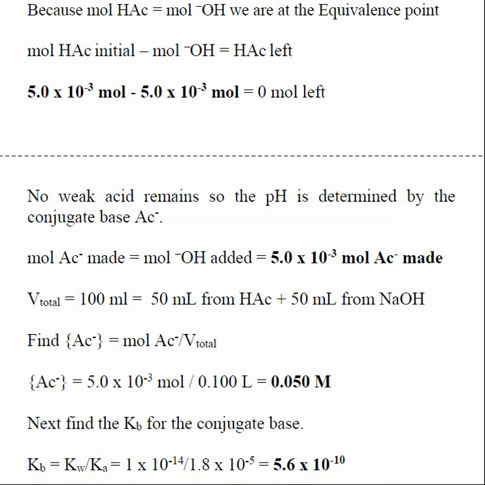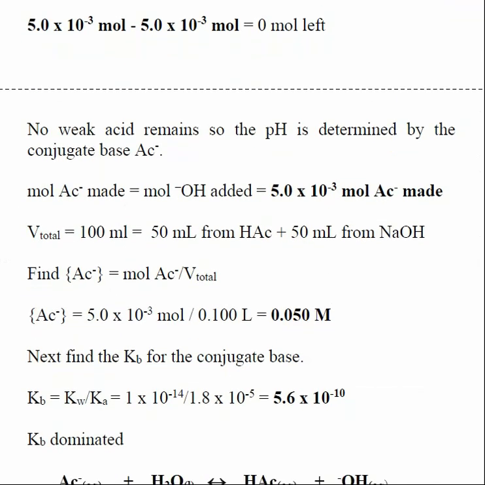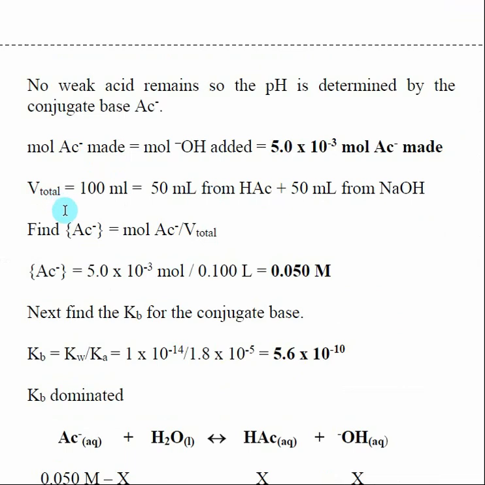This is a very, very common mistake that people make: they forget that the total volume is equal to the summation of these two. A lot of times they'll just say, oh, well, we have so many milliliters of weak acid, and they'll use that as the total volume.